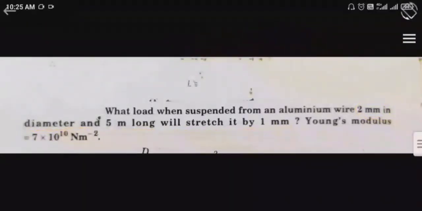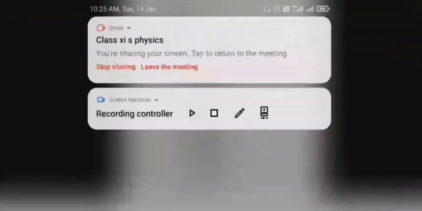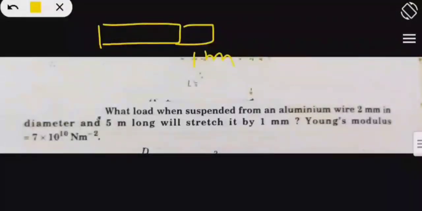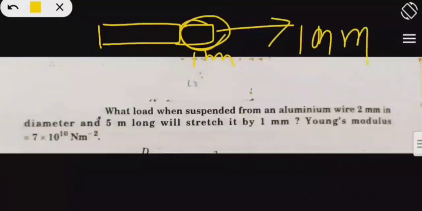That means the wire will be, let me draw the diagram again. If this is the wire, it will be stretched up to 1 mm. What is this portion? This portion is only 1 mm. And this data 1 mm is what?